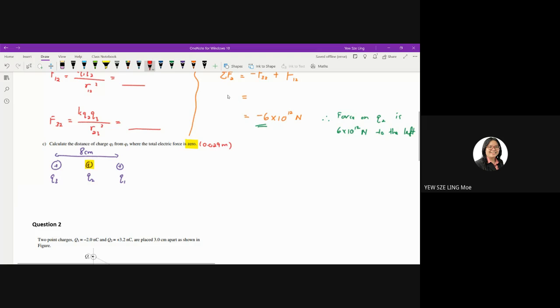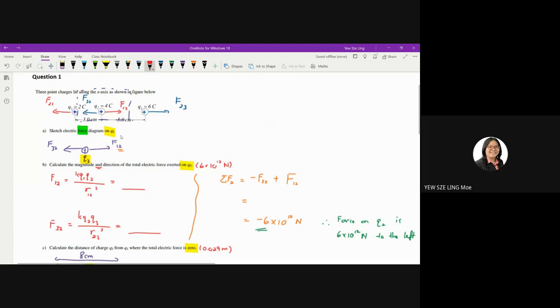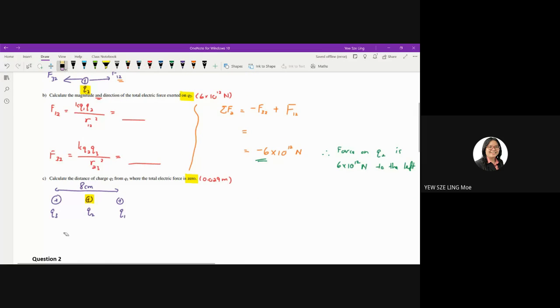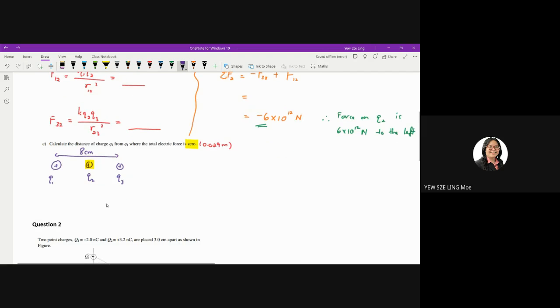And we don't know what the value is. Yeah, I made a mistake here. This one is Q3. This one is Q1. This one is Q3. Now we didn't change anything. We just moved Q2 until the total force acting on it is 0. And what we want to determine is the distance of Q2 from Q1.